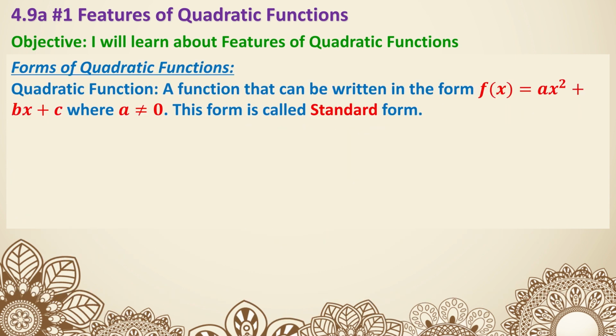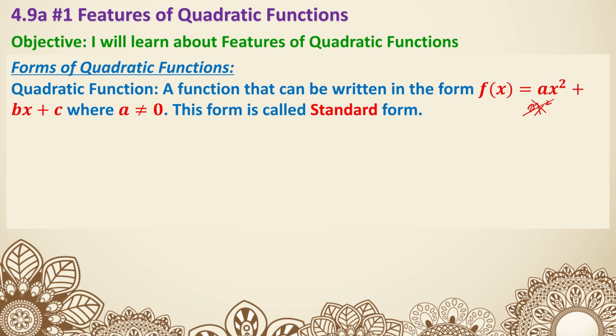So first, let's begin with the definition for the different forms of quadratic functions. A quadratic function is a function that can be written in the form f(x) = ax² + bx + c. And a can't be 0, because if a is 0, then we have 0x², which means we don't even have an x², and of course, that won't be quadratic. So a can't be 0. And this form is called the standard form.